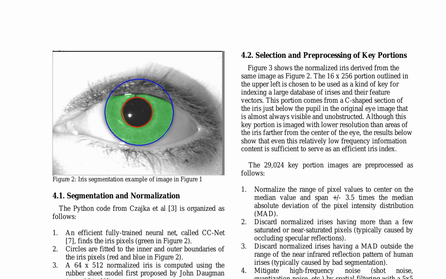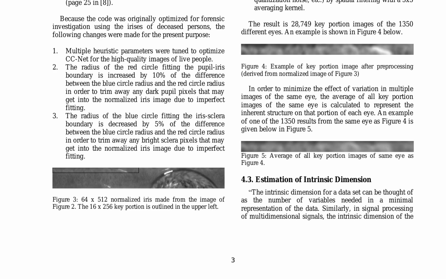The key portion images undergo preprocessing steps including normalization, discarding images with saturated or near saturated pixels, and mitigating high-frequency noise through spatial filtering. This results in 28,749 key portion images of the 1350 different eyes. An example of a preprocessed key portion image is shown in Figure 4. To minimize the effect of variation in multiple images of the same eye, the average of all key portion images of the same eye is calculated to represent the inherent structure on that portion of each eye. An example of one of the 1350 results from the same eye as Figure 4 is given in Figure 5.